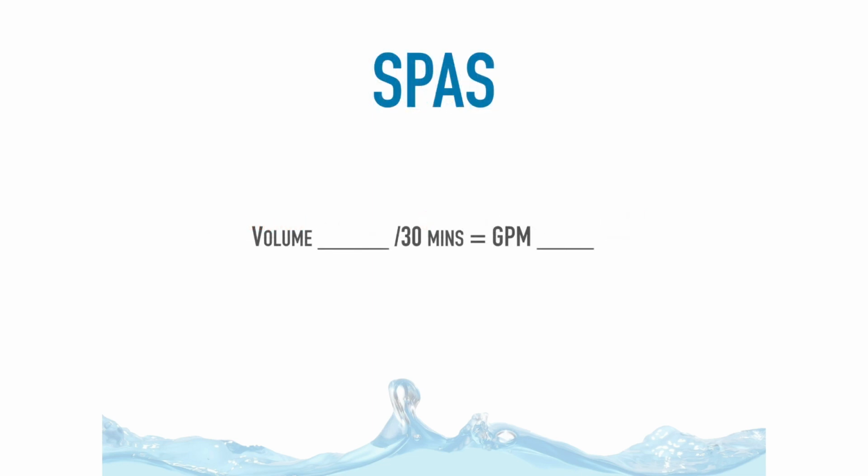Now let's do a spa calculation because it is a little bit different, because remember, we're only at 30 minutes. So let's take that 1,200 gallon spa that we calculated and figure out what our minimum flow rate is for our spa. All we do is plug in 1,200 divided by 30, and what does that give us? 1,200 divided by 30 should give you 40 gallons per minute.